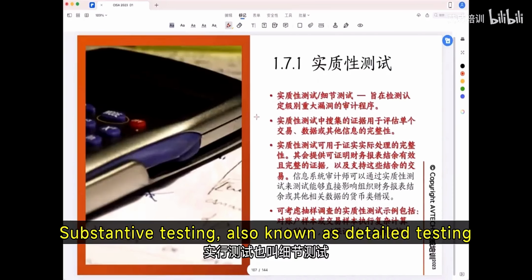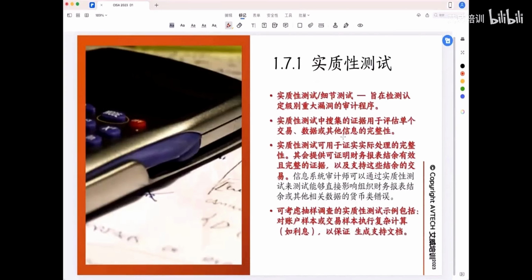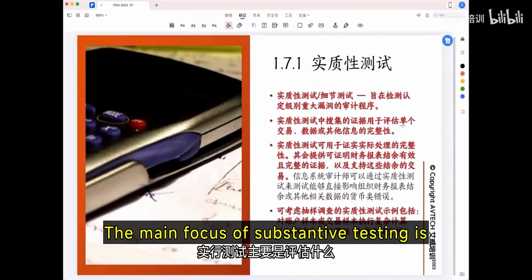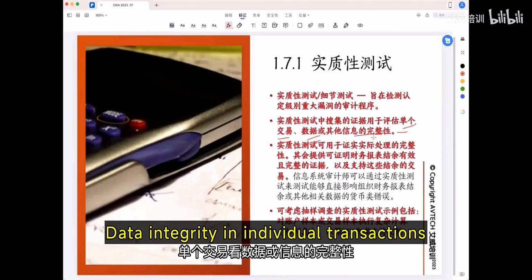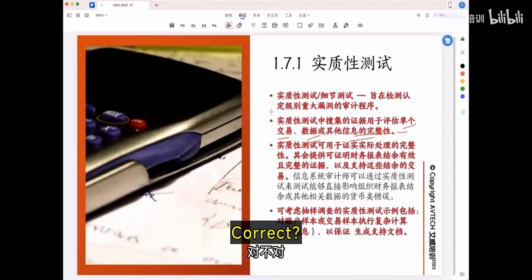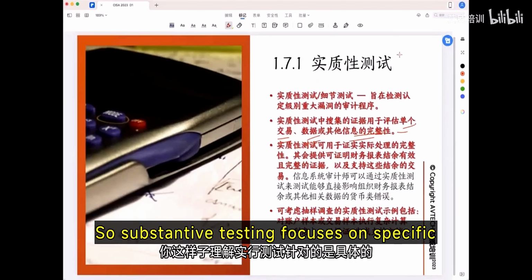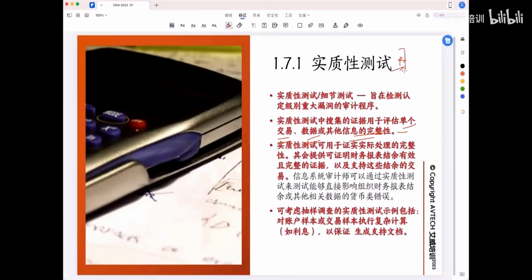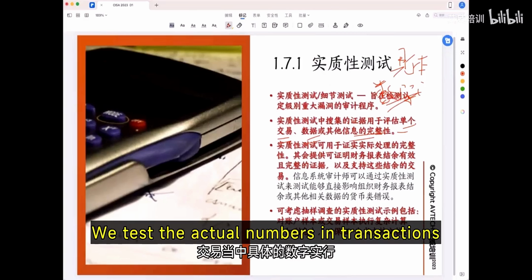Substantive testing, also known as detailed testing. The main focus of substantive testing is data integrity in individual transactions. Correct. So substantive testing focuses on specific numerical values. Isn't that right? We test the actual numbers in transactions.